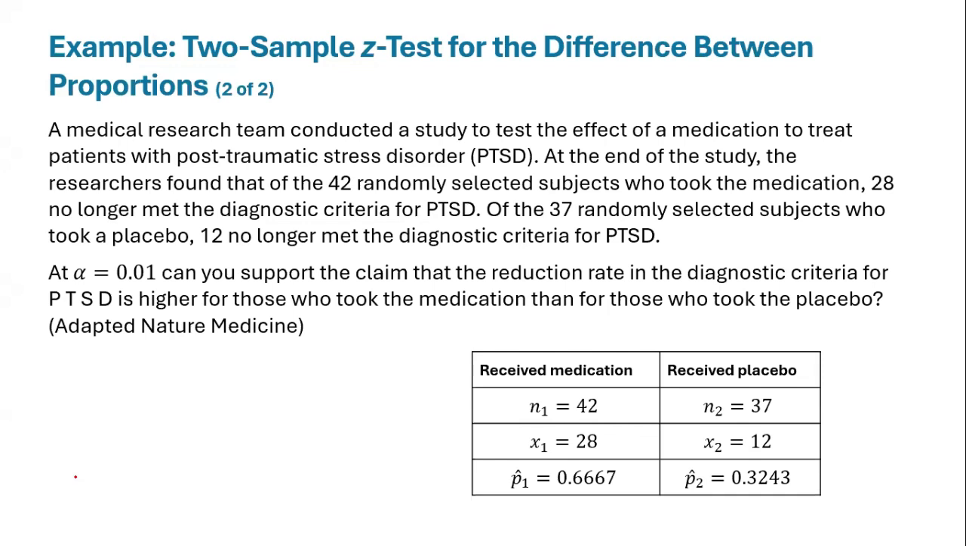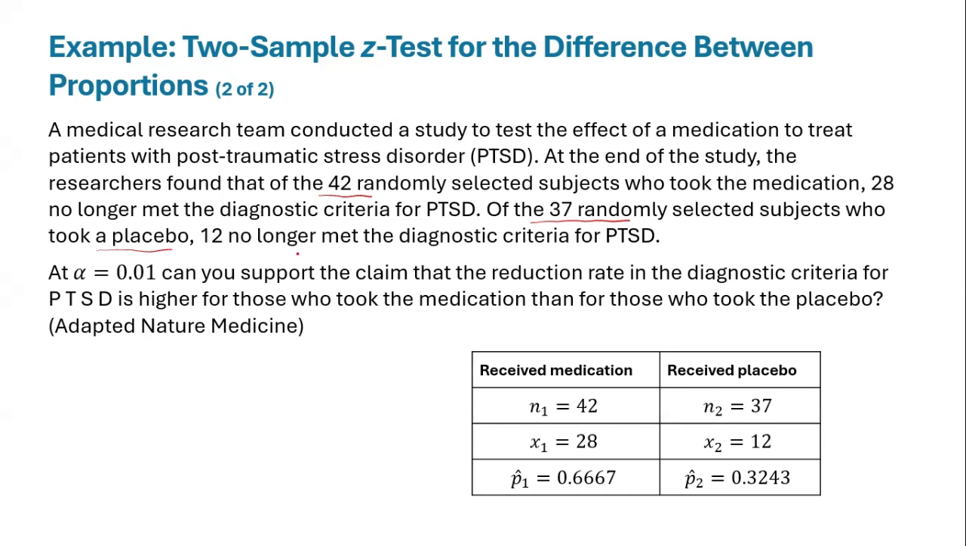At the end of the study, the researchers found that of 42 randomly selected subjects who took the medication, 28 no longer met the diagnostic criteria for PTSD. But out of the 37 randomly selected subjects who took a placebo, 12 no longer met the diagnostic criteria for PTSD.